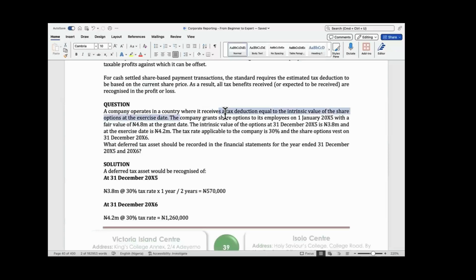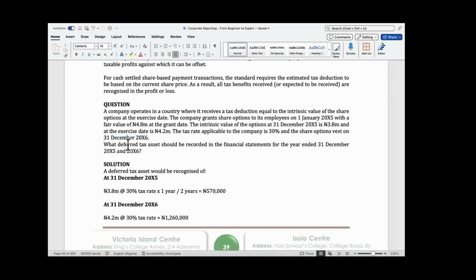We are now told that the company grants share options to its employees on 4 January 2005 with a fair value of 4.8 million at the grant date. So this is the fair value of the option. The intrinsic value at the end of the year is 3.8 million. So they have given us the intrinsic value. And at the exercise date it is 4.8 million. The tax rate applicable to the company is 30%. And the share options vest at 31st December 2006. That's a 2-year vesting period.